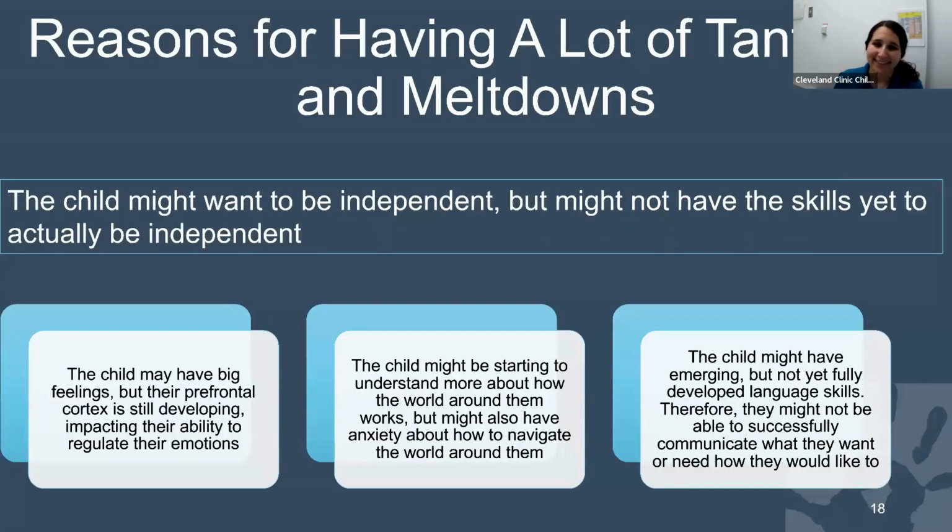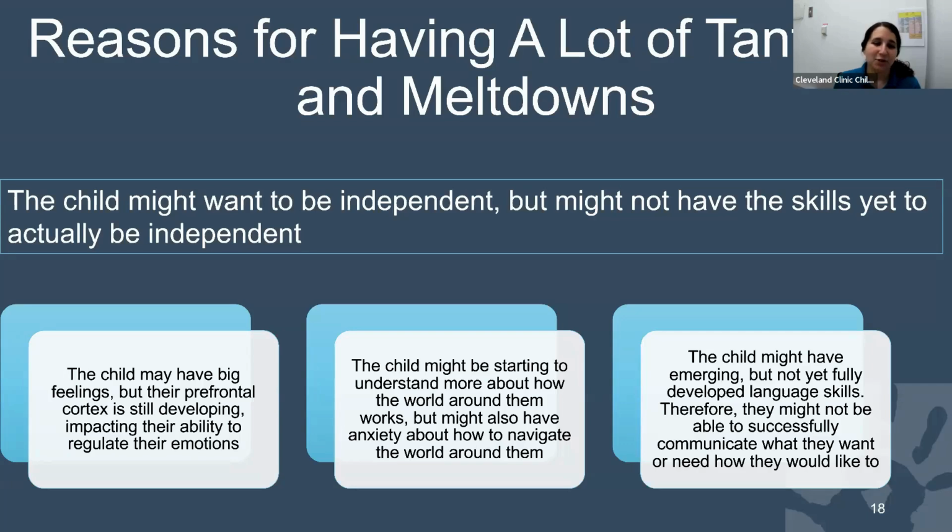And often, young kids want to be independent, but they might not yet have the skills to actually be independent. Because for young children, what we call their prefrontal cortex is still developing. And until that develops more, a young kiddo isn't always going to be great at regulating their emotions. And kiddos might just be starting to understand how the world is working around them, but that can also be a little anxiety provoking once you realize how the world around you is working.